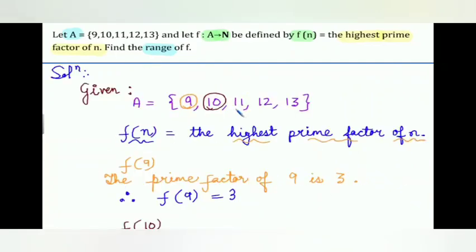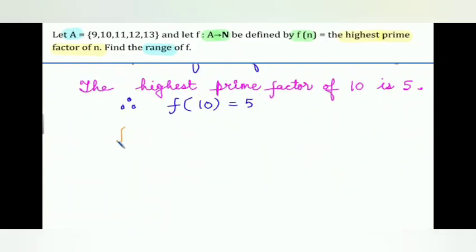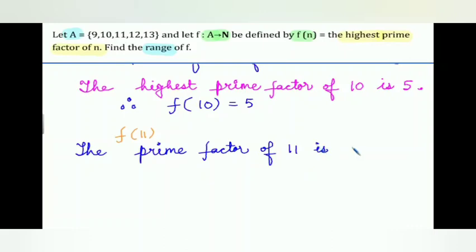Now our next element 11. 11 is a prime number itself. So the highest prime factor of 11 is also 11, because 11 is a prime number itself. So f of 11 is equal to 11.